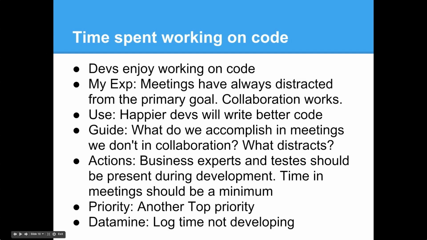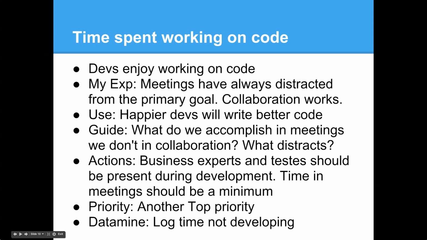Time spent working on code is a metric for developers. Developers enjoy working on code, and meetings have always distracted from the primary goal. Collaborators should be working with the developers while they write code. Therefore, there should be little to no use for meetings, aside from maybe a project kickoff or some general meetings that the company has. Happier developers will write better code, and the usefulness of this is we also get more coding time with happier developers, and we have less time wasted in meetings.